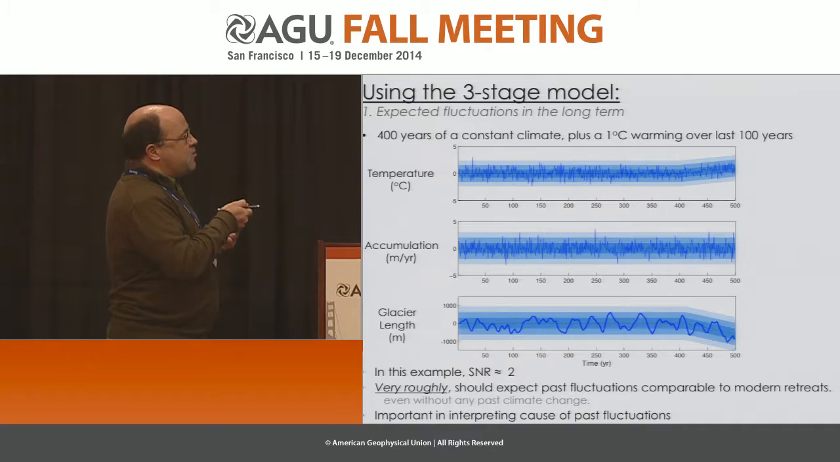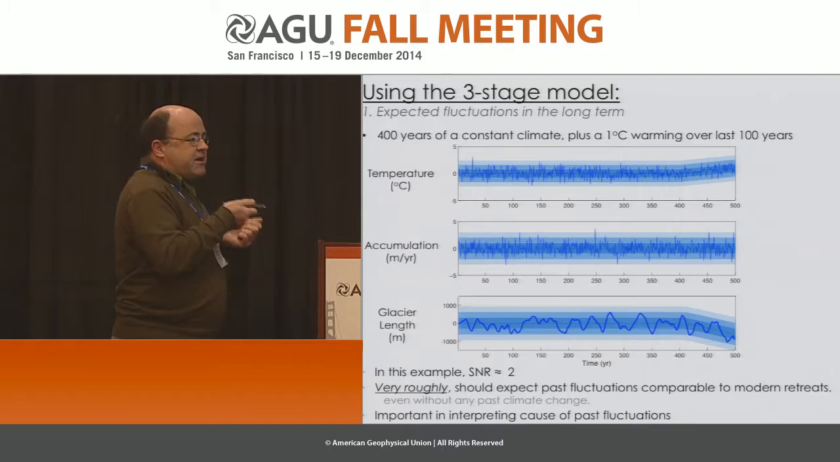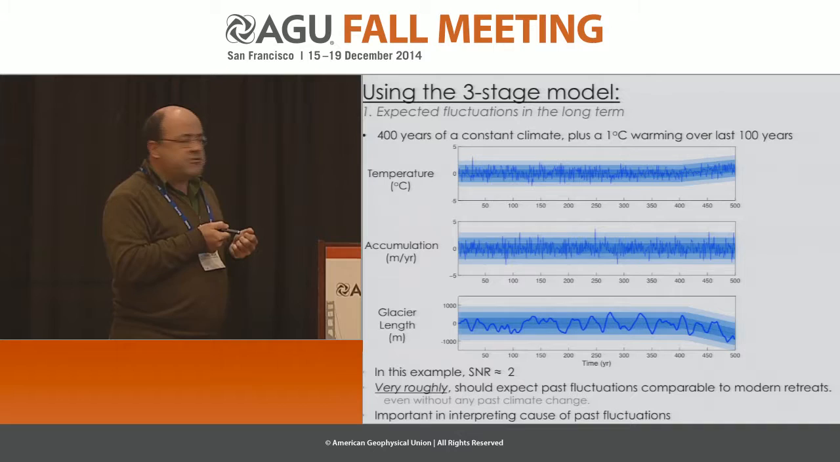In this particular case, the signal-to-noise ratio is about 2. What that means is, very roughly, you should expect past fluctuations of glaciers which are comparable to the modern retreats that we've seen over the 20th century. And importantly, this doesn't require any climate change to get those retreats.